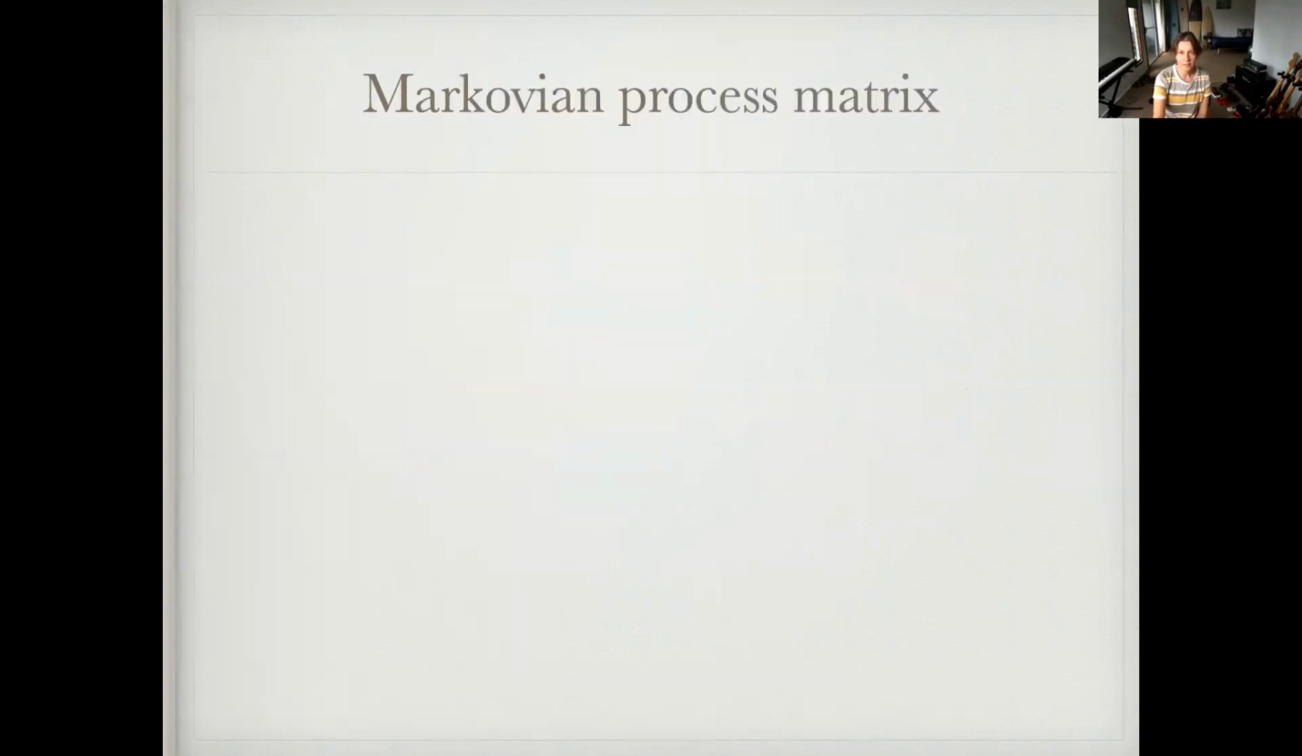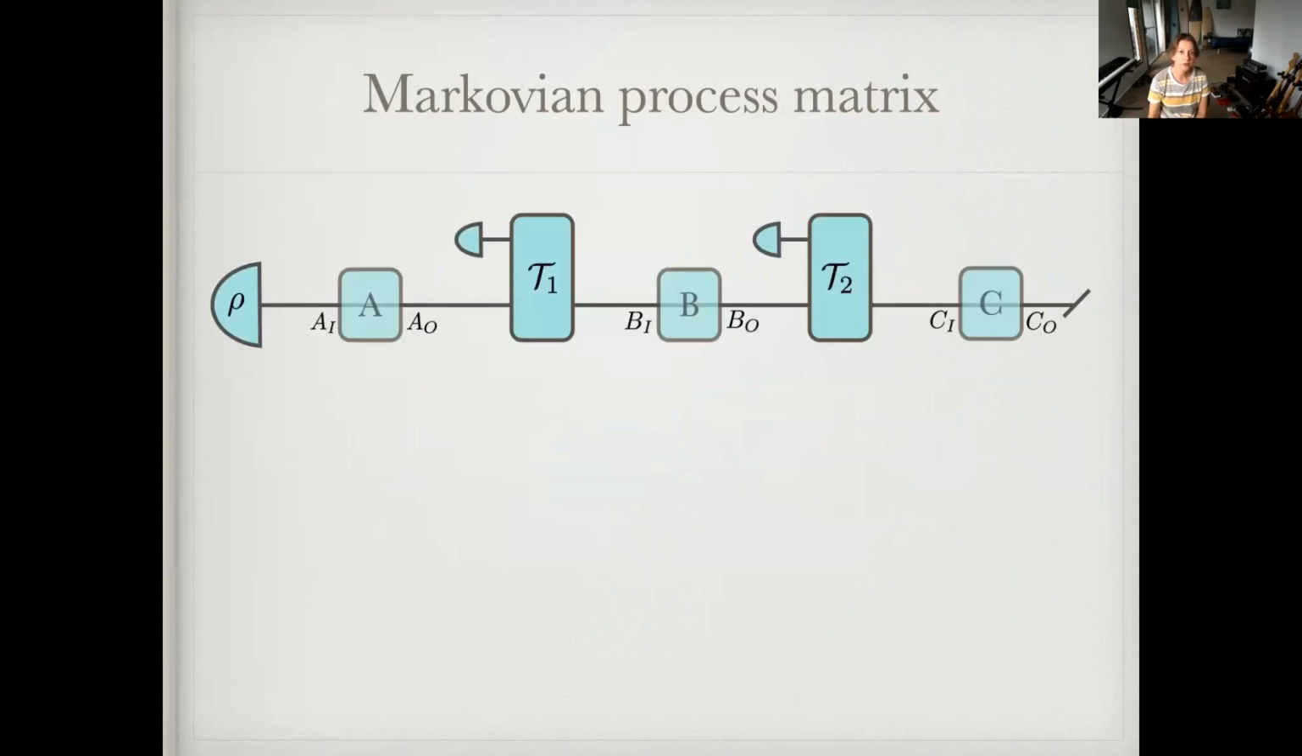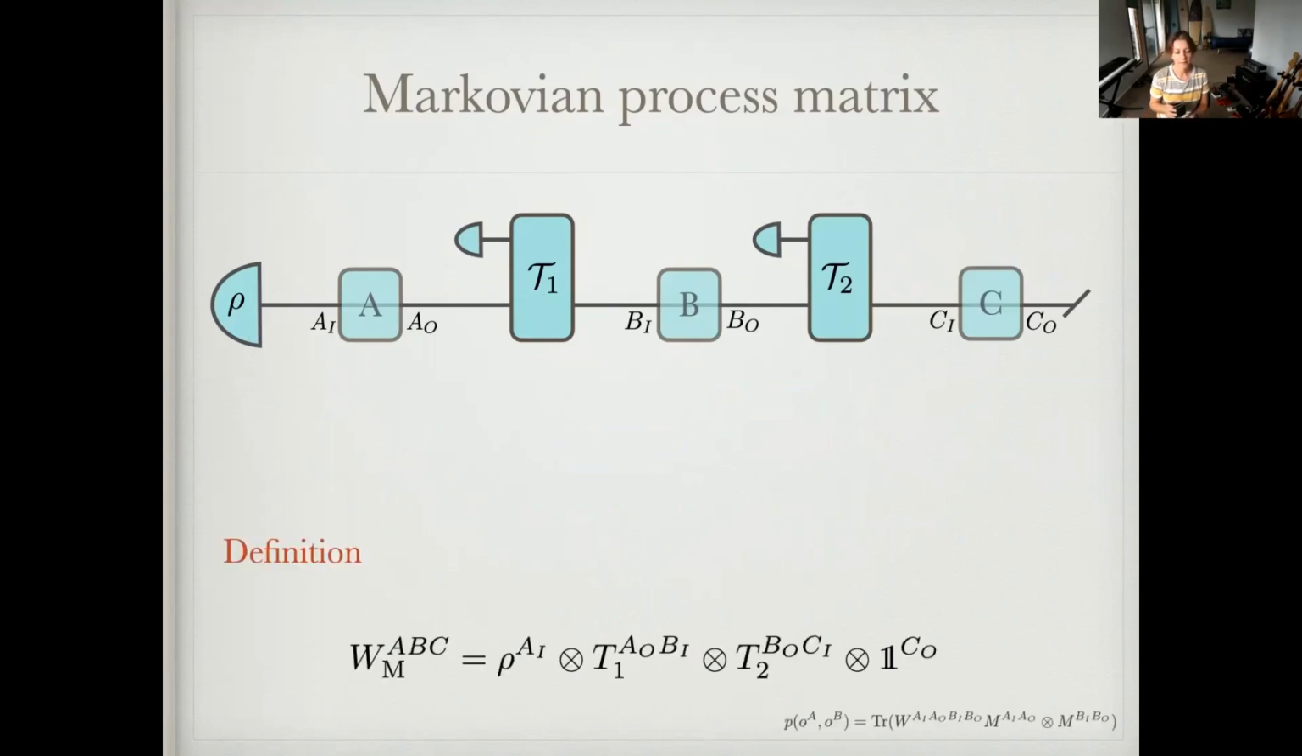Now, how do we describe this in the process matrix language? Again, this is a Markovian process, rho, T1, T2. You have the local interactions with the environment, and you plug in these measurement stations in order to get a description of the process. So we define a process matrix of a Markovian process like this. Here is a reminder of what a process matrix is: an object that you plug in and you obtain probabilities.